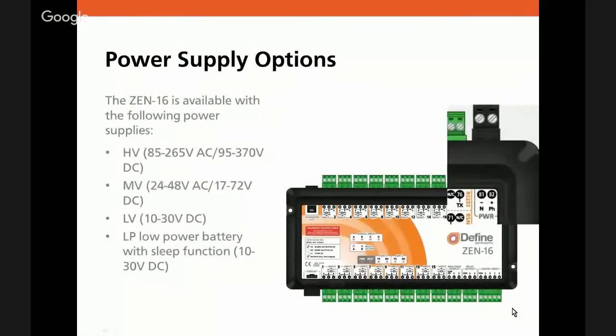First, I want to talk about the power supply options. The power supply is a 2-pin connector. We have a high voltage power supply option, 85 to 265 volts AC or 95 to 370 volts DC. We have a medium voltage option, which is 24 to 48 volts AC or 17 to 72 volts DC. And we have a low voltage option, which is just 10 to 30 volts DC. Soon we will also have a low power battery option, which offers a low power shutdown mode. This is designed mainly for remote battery operation, and it'll be available soon.